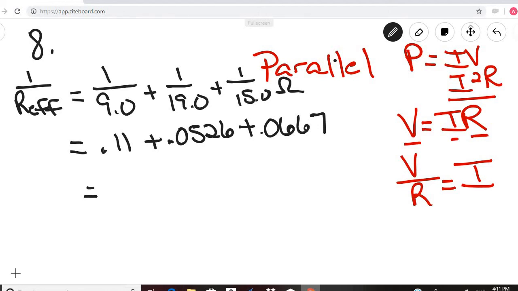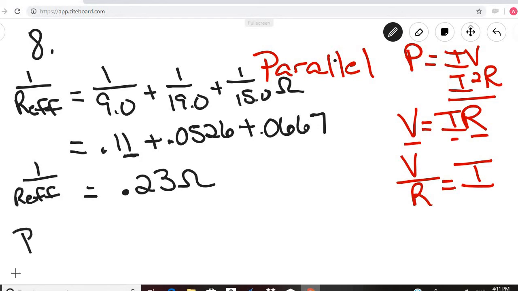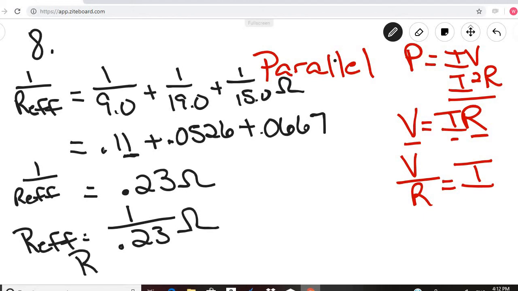So this will be equal to, we can just go out to the tenths place, tenths, hundredths. So it will be 0.23 ohms. So then, that's 1 over R effective. So R effective is equal to 1 divided by 0.23 ohms. So R effective is equal to 4.3 ohms with two significant figures.